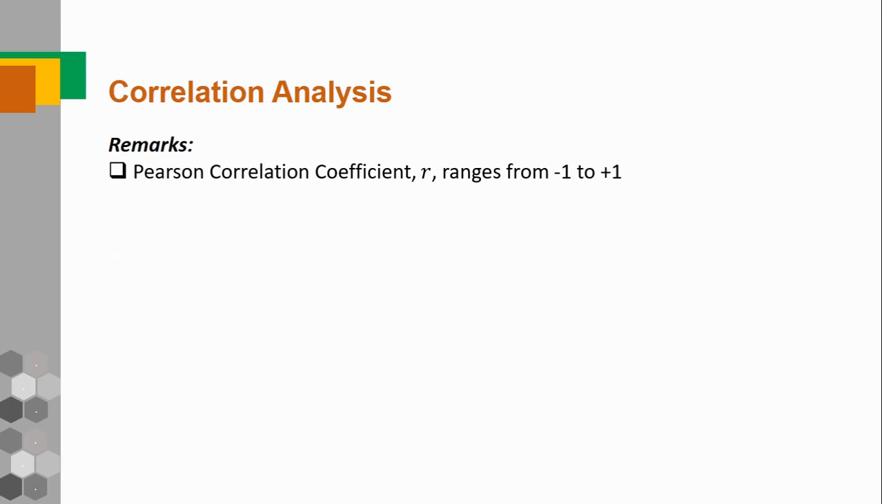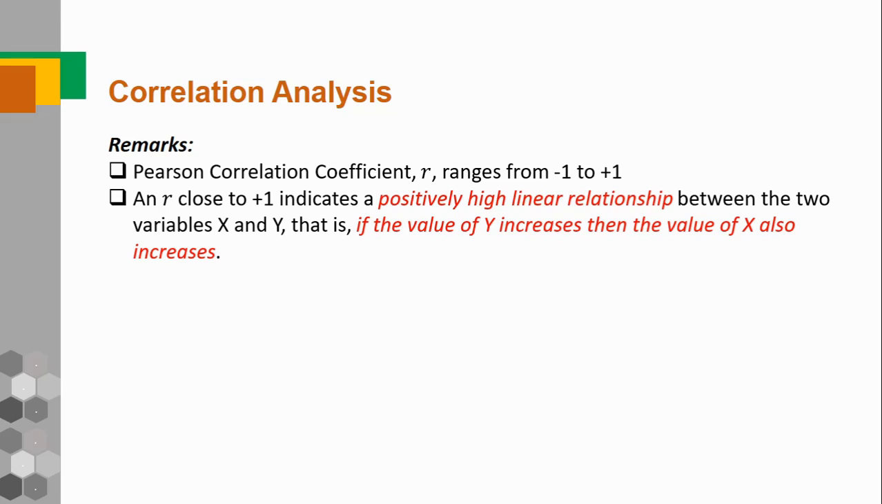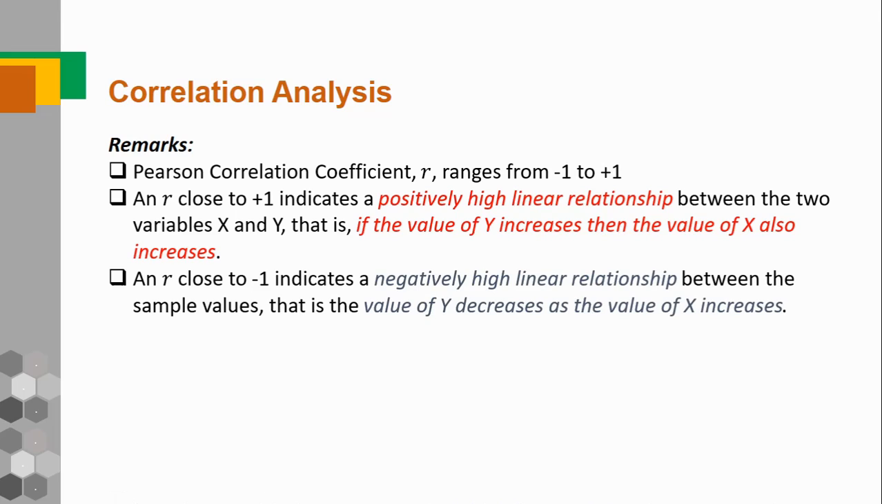Now let's take note of these remarks. The Pearson correlation coefficient R ranges from -1 to +1. An R close to +1 indicates a positively high linear relationship between the two variables x and y. That is, if the value of y increases, then the value of x also increases. An R close to -1 indicates a negatively high linear relationship between the sample values. That is, the value of x increases as the value of y decreases.